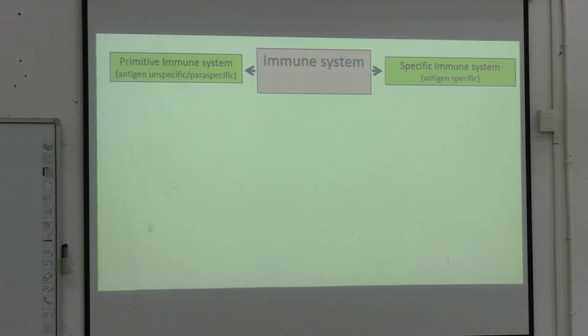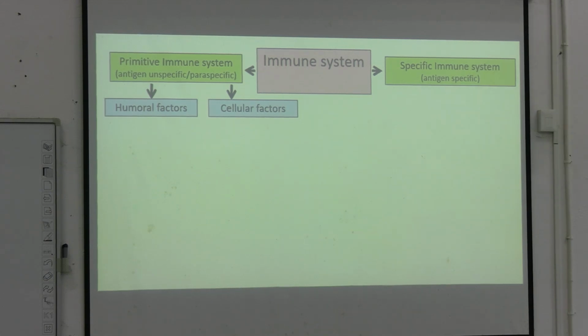Again, we have to look at the immune system in two ways. The first is the primitive immune system and second is the specific immune system. Why is this important? Because the primitive immune system acts in a way which is antigen non-specific or unspecified. That means irrespective of the type of the organism, their antigenicity, this system will act.